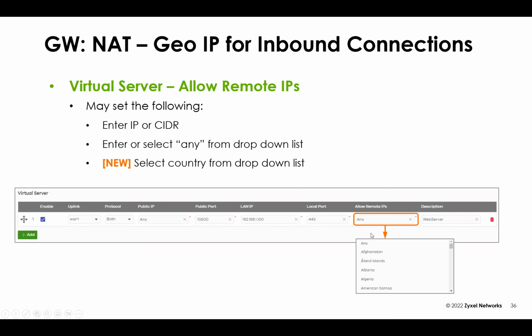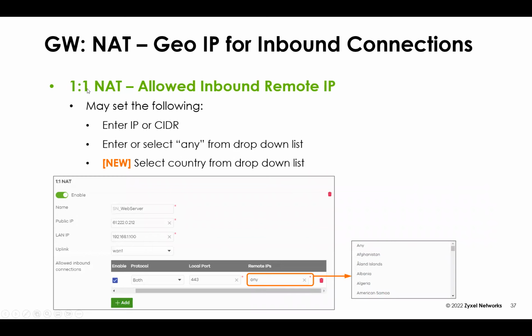Now, when it comes to allowing remote IP addresses, previously we only allowed a specific IP, but now you can choose a country from the drop-down list. So if you're making a virtual server rule, let's say you have a web server that's local to your network and you want to expose it on port 443, you can define what IPs or countries are allowed to access that particular server. If you want to, you can specify the country United States, and that means that all IP addresses in the United States will be able to access this particular web server on the public IP address on 443.